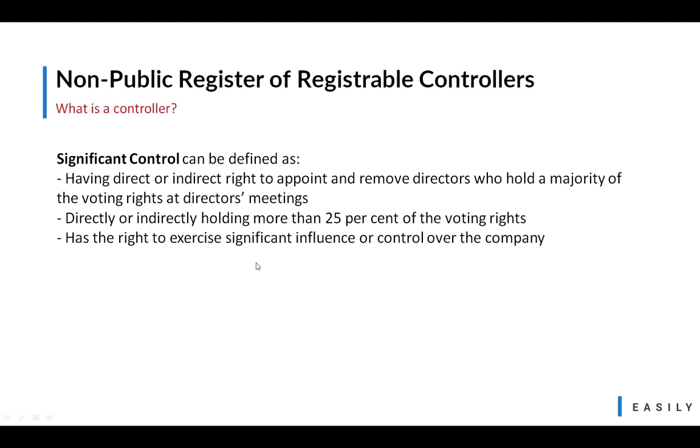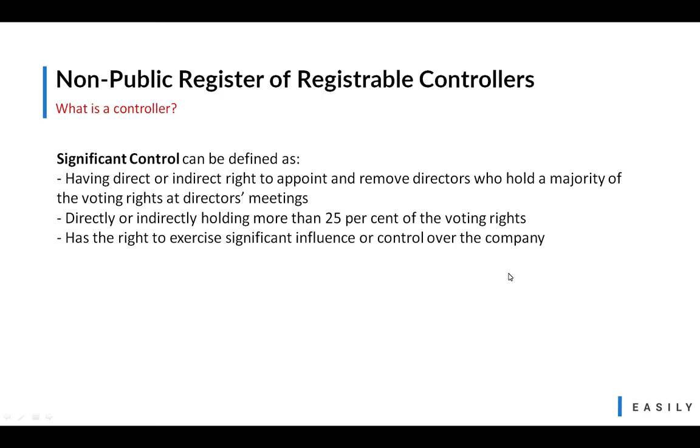So significant control actually touches on my example. Significant control can be defined as having direct or indirect right to appoint and remove directors who hold a majority of the voting rights at directors' meetings. Or directly or indirectly holding more than 25% of the voting rights, or having the right to exercise significant influence or control over the company.